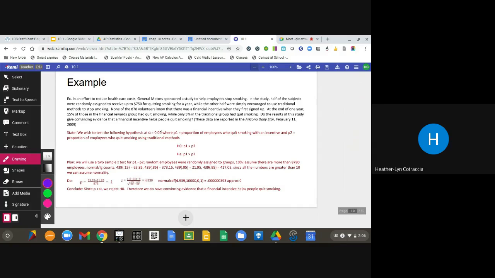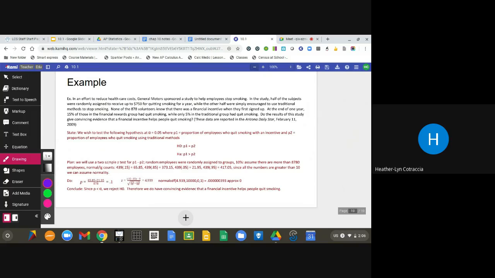Remember, you have to have your alpha level. You need to name your parameters. So P1 is the proportion of employees who quit with the incentive, and P2 is the ones who quit using traditional methods. In your null, there's always that equal sign, which means that there's no difference, that the financial incentive did not help at all. And then the alternative is that the financial incentive did help, which means P1 would be greater than P2.